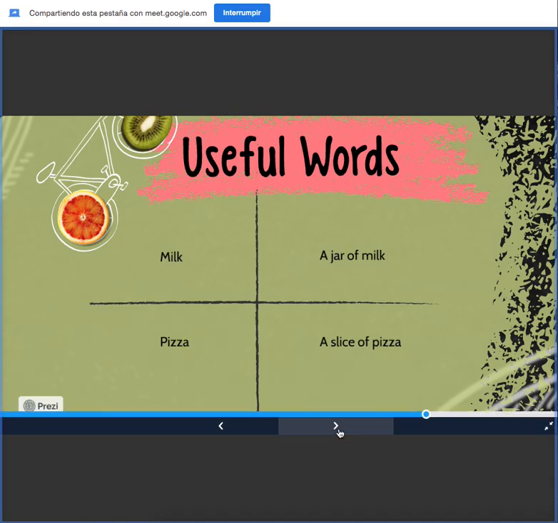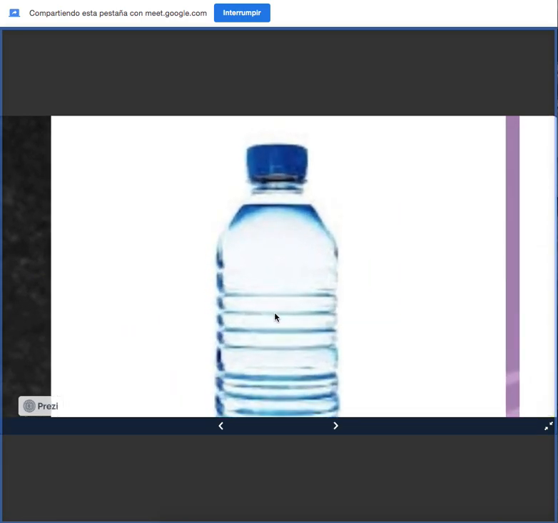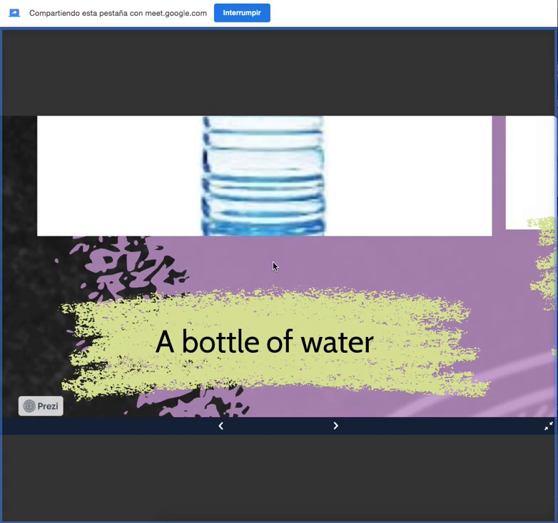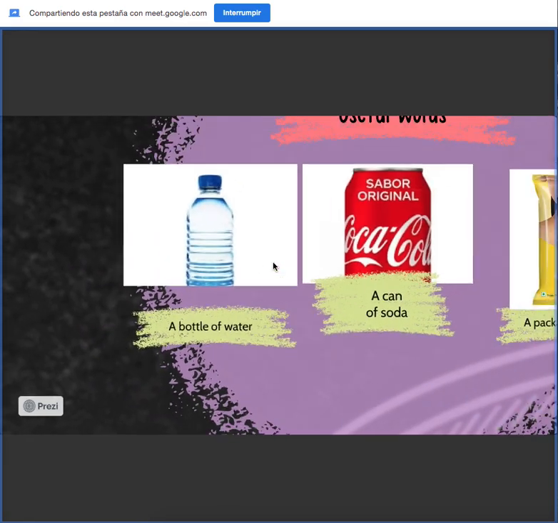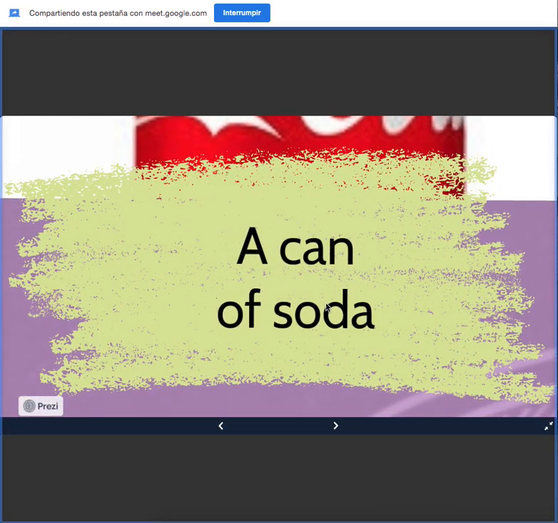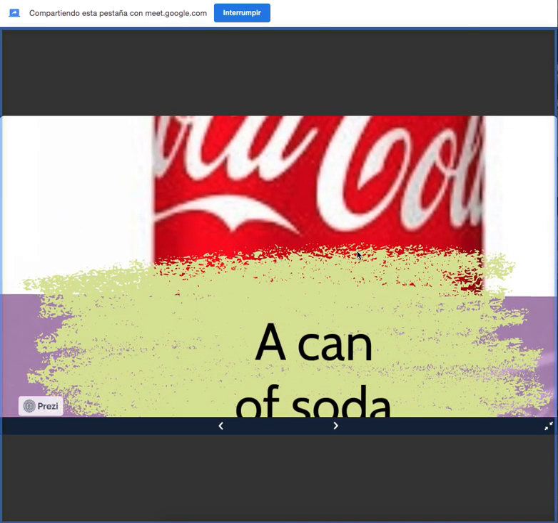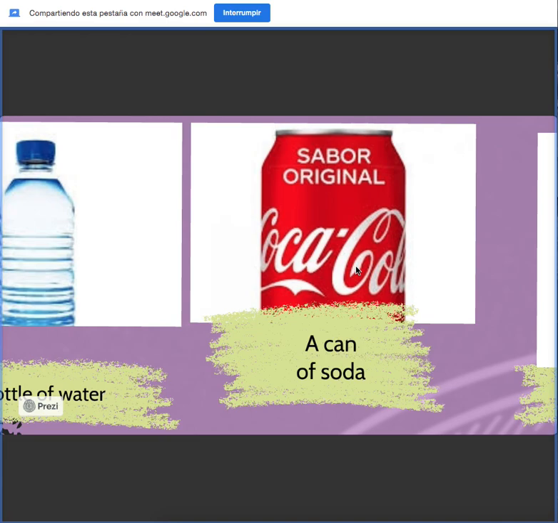I am going to show you some examples by using useful words. Look at this one. You have a bottle of water. As you know that you can't count water, you are going to include bottle in order to talk about the amount. You also have this one, a can of soda. What is the meaning of can? Lata. Very good. A can of soda. Una lata de soda. I can't count soda, but I can count cans.